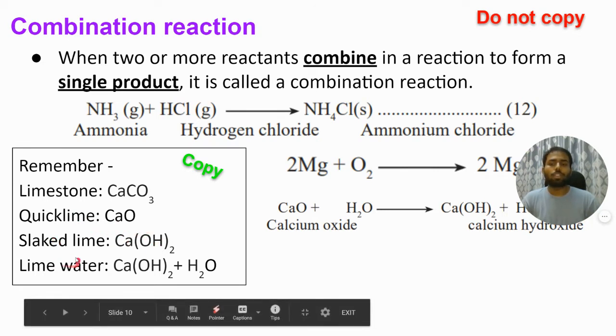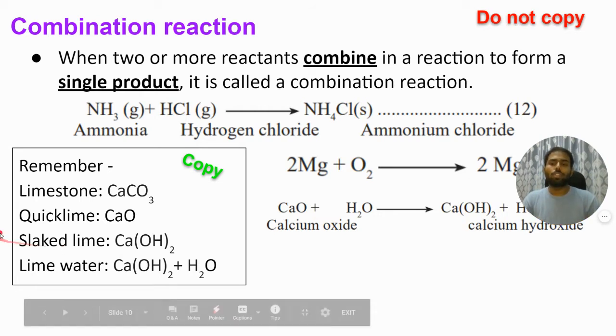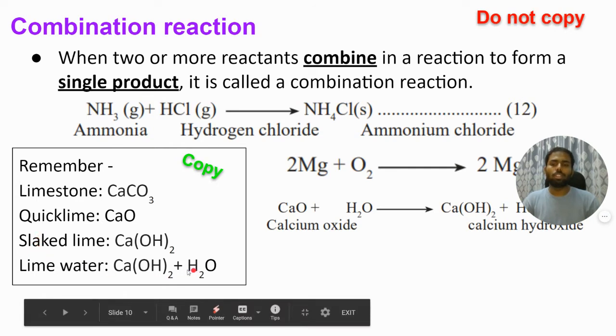And lime water, what is lime water? Many people think lime water means the water we make from lemon peel, lemon water, is called lime water, but that is not the lime water we are talking about in chemistry. Okay, so when you put slaked lime in water, you get lime water. So Ca(OH)2, or calcium hydroxide, plus water is lime water. Okay, so just remember this and copy this in your notebook so that you don't forget it. All these, limestone, quicklime, slaked lime, lime water, are various compounds of calcium only.